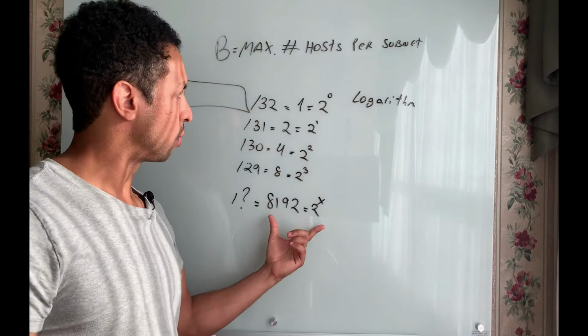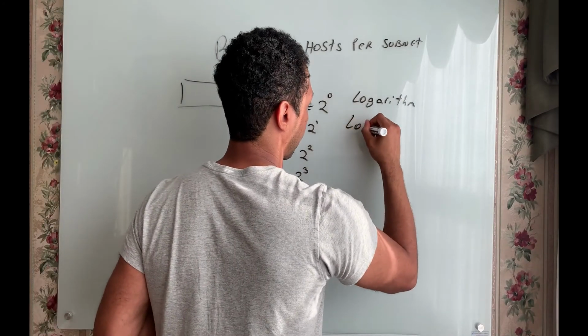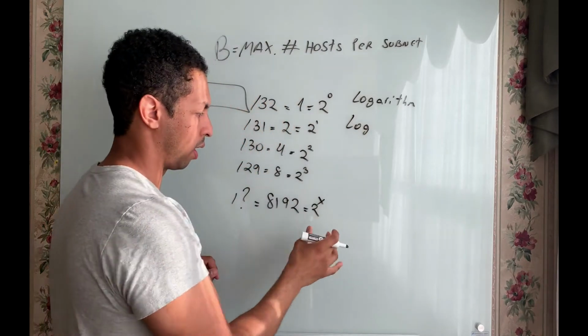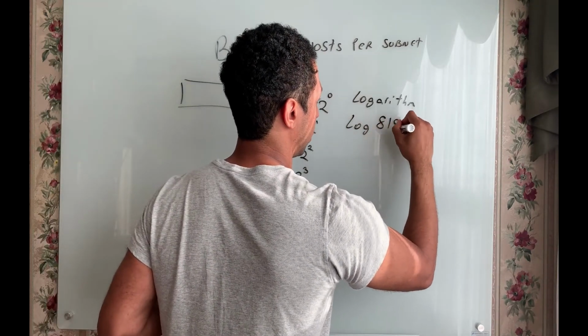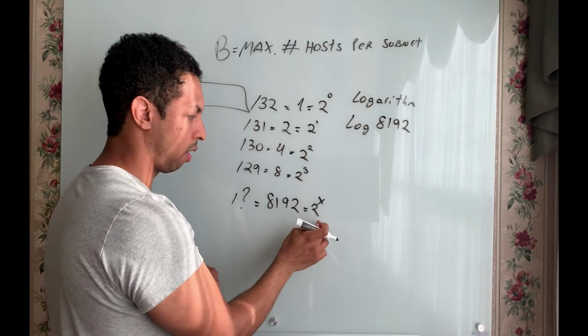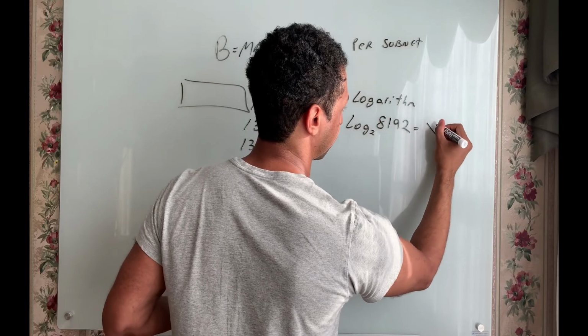So if we want to write this in log notation, it's going to be log of what? Of this, 8,192. What's the base of the log? Base 2. And that's going to give us x.